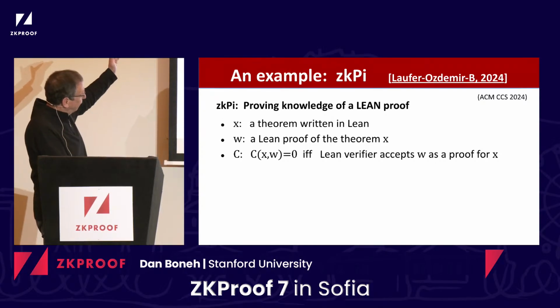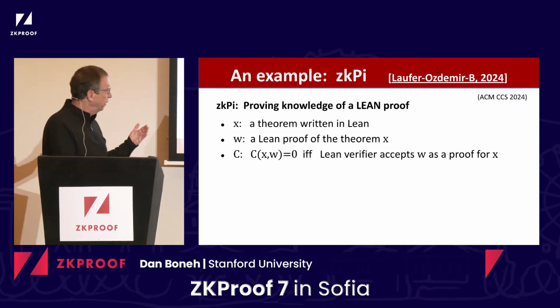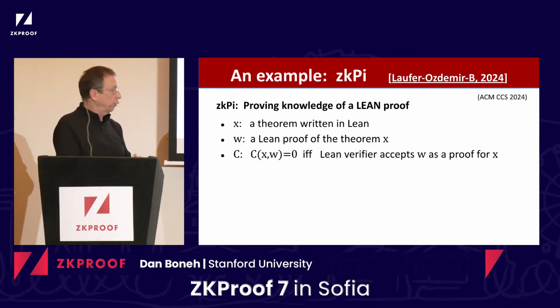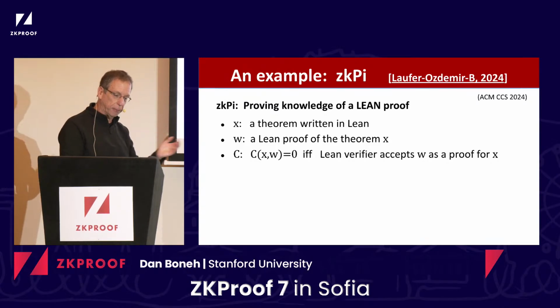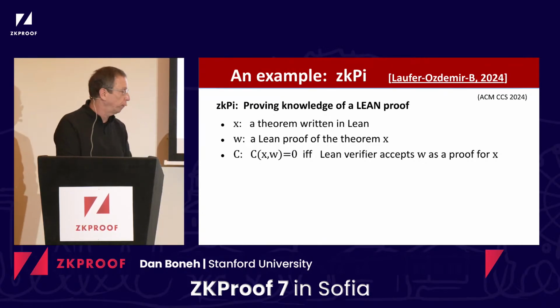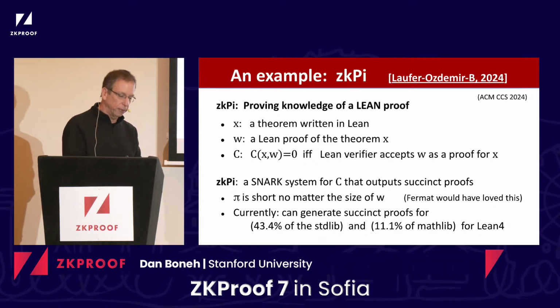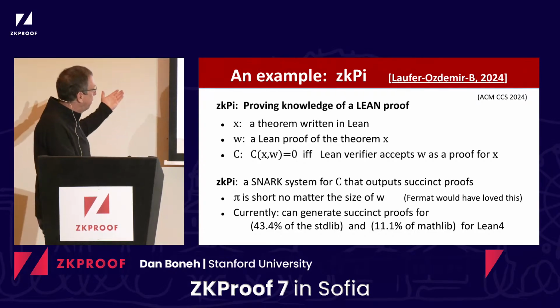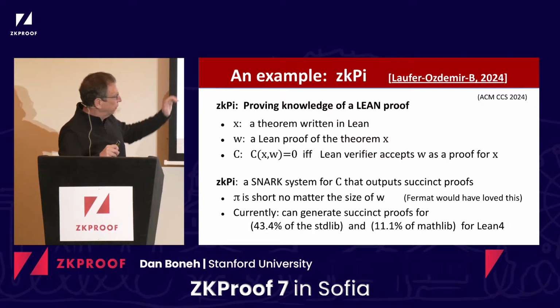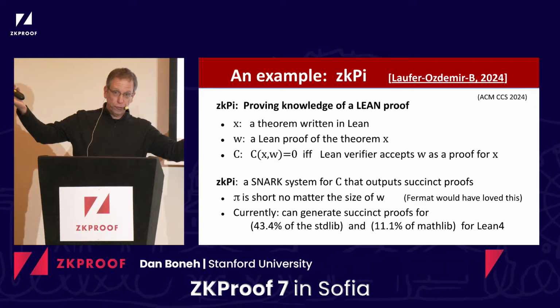So X, the instance, is going to be a theorem in Lean. The witness is going to be a proof of the theorem in Lean, and the circuit that we're going to be using is a circuit that basically checks whether W is a valid Lean proof of the statement X. So really what the circuit has to do is just implement effectively the Lean verifier. So this work was basically, how do we build a ZK SNARK system that can encode the Lean verifier? That's exactly what ZK-Pi does. The cool thing about this is that no matter how long your Lean proof is, the SNARK proof is going to be really short.